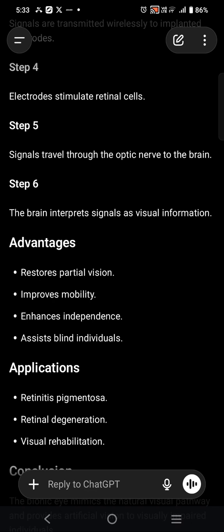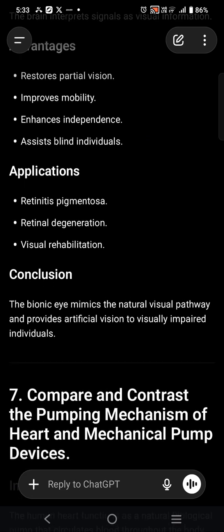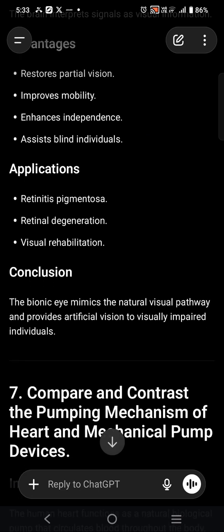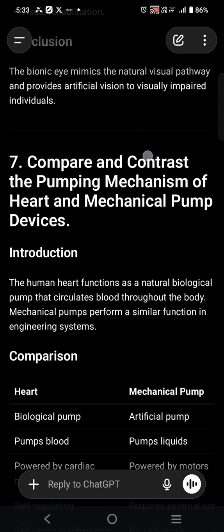Advantages: restores partial vision, improves mobility, enhances independent access for blind individuals. Applications: retinitis pigmentosa, retinal degeneration, visual rehabilitation. The bionic eye mimics the natural vision pathway and provides artificial vision to visually impaired individuals.